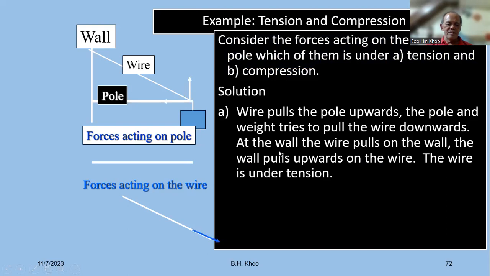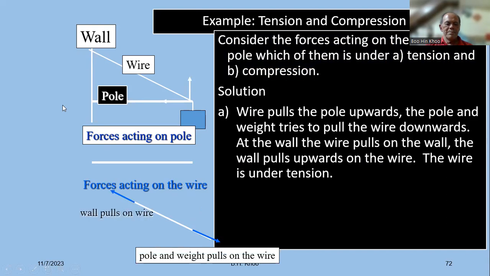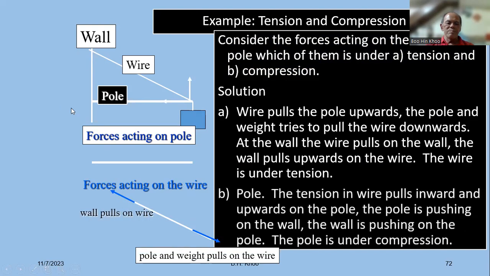So the forces acting on the wire: this one is pulling down, the weight holding the pole is pulling down, and the wall is pulling it up. So the wire is under tension.